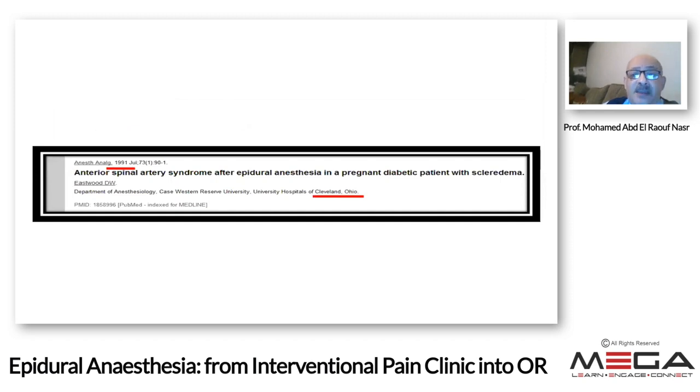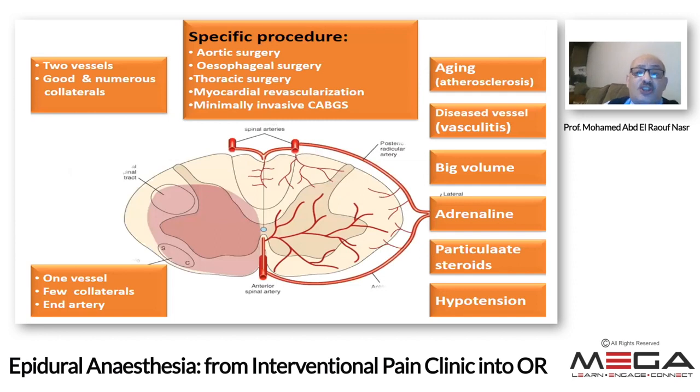Again, in a diabetic pregnant patient. And again, why is it very serious? Because with paralysis of the anterior compartment, the patient is paralyzed, but the posterior compartment is healthy, so he is suffering from pain. So you got, in the post-operative period, a paralyzed patient with pain.